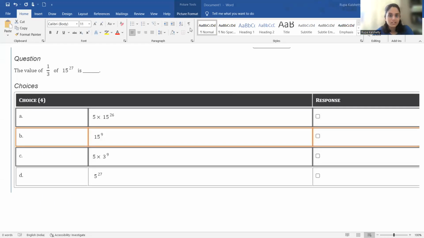Hello everyone, this is an interesting question which I found which is related to exponents. Let's see how we solve this here.